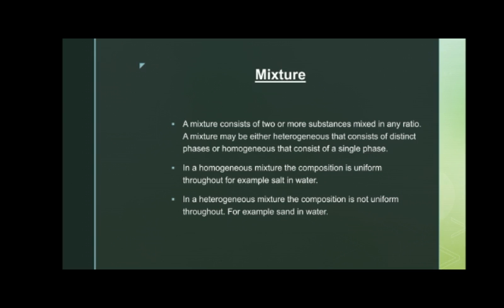A mixture may be either heterogeneous, that consists of distinct phases, or homogeneous, that consists of a single phase. In a homogeneous mixture, the composition is uniform throughout. For example, salt in water. However, in a heterogeneous mixture, the composition is not uniform throughout. For example, sand in water.